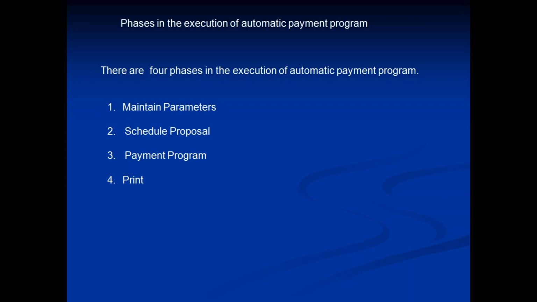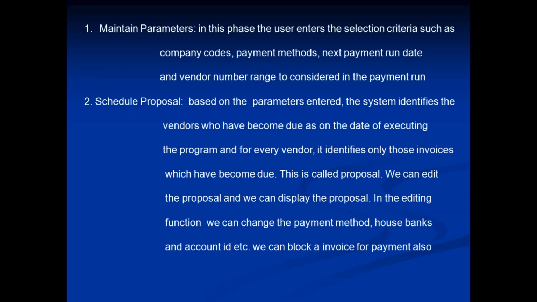One by one, if we go through all these four steps, first it says maintain parameter. First of all, we need to give the information to the system: to whom we are making the payment, for which company code we are making the payment, what payment method we follow, and what the next payment run date should be. What do you mean by the next payment run date?